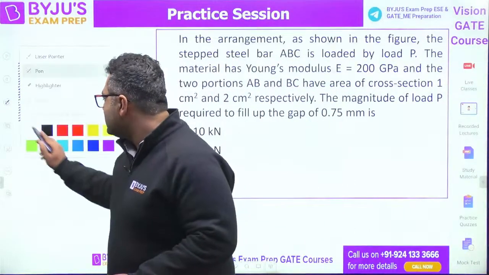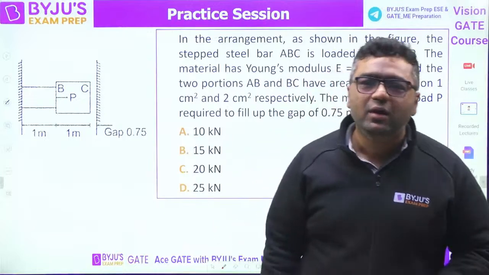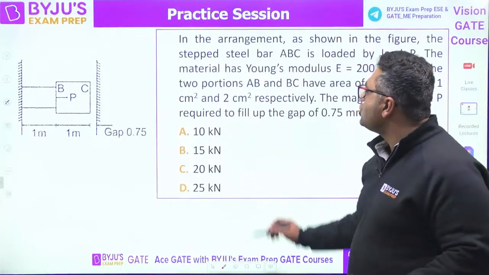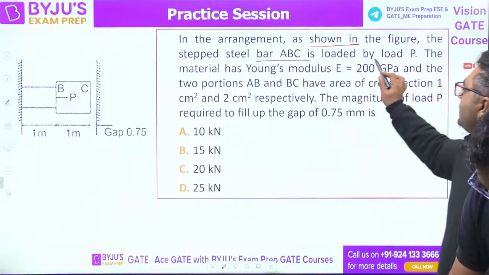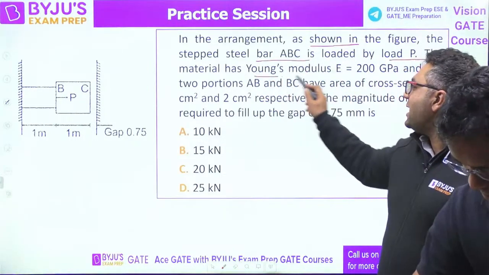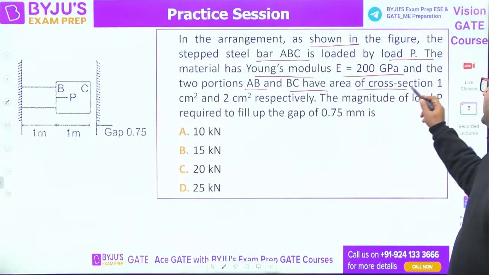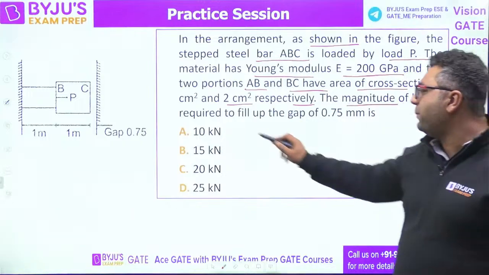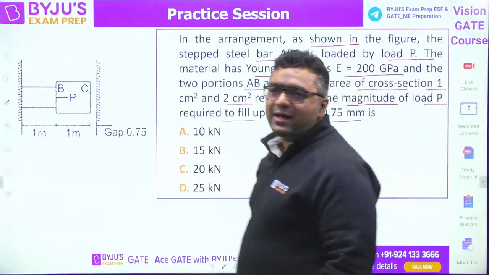This question is very much of the type that is coming in GATE. Bars in series, bars in parallel questions are coming in GATE. So guys, you can see this question in the arrangement as shown in the figure. The stepped steel bar ABC is loaded by load P. The material has a Young's modulus of 200 GPa and the two portions AB and BC have cross-sectional areas of 1 and 2 centimeter square respectively. The magnitude of the load P required to fill up the gap of 0.72 mm. So they are asking you the value of P.